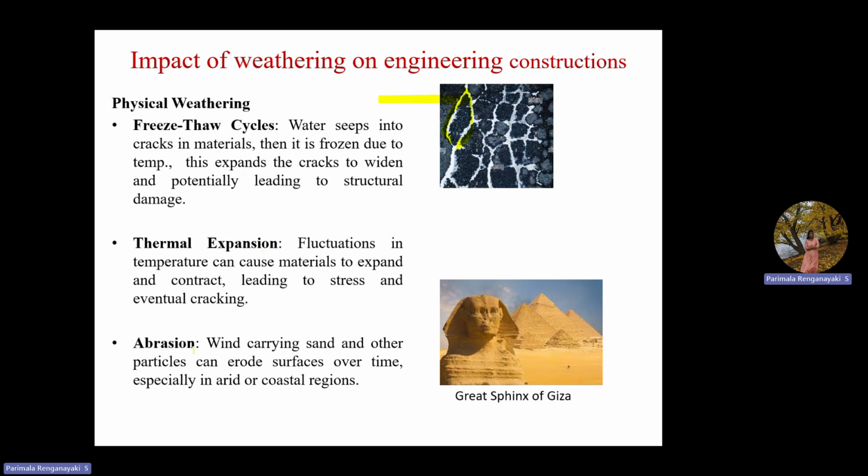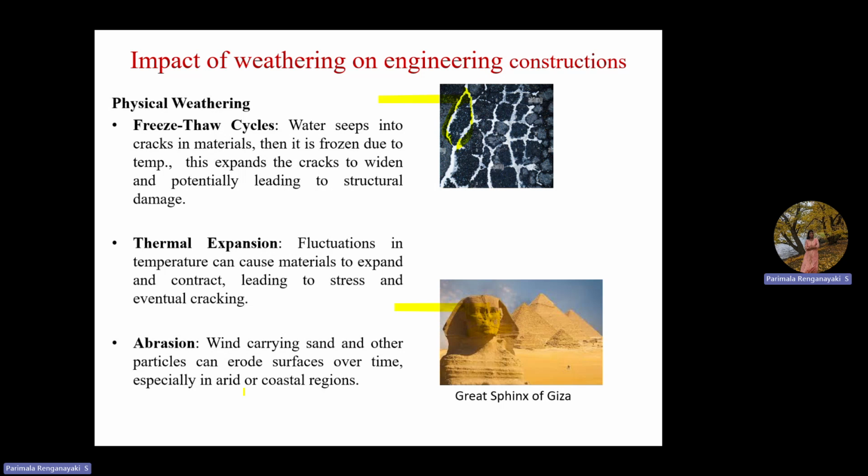Then, abrasion. Here you can see the face. Because of the abrasion, this got disintegrated. Wind carrying sand and other particles can erode surfaces over time, especially in arid or coastal regions. So now we have seen how physical weathering may affect. These are a few examples only.